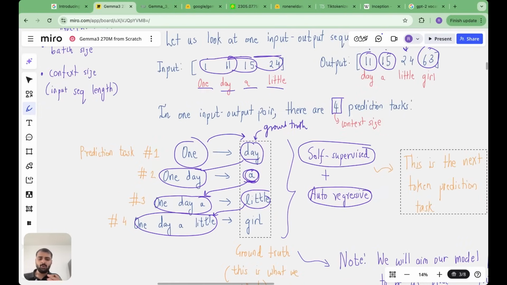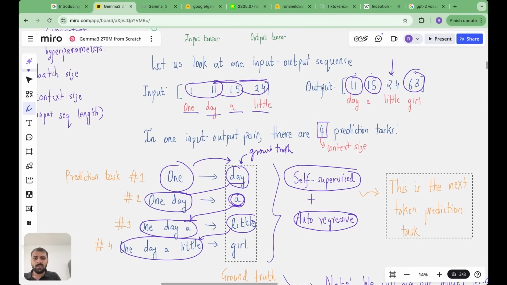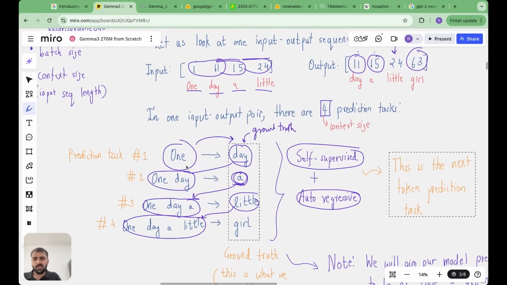That is why when you train language models, people say that it's just a next token prediction task. Because even when you look at one input output pair, at each point we are just training the language model to predict the next token correctly.